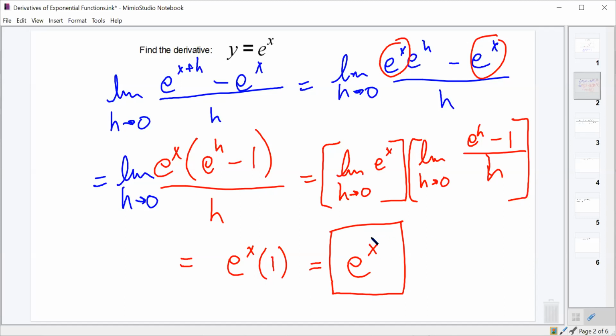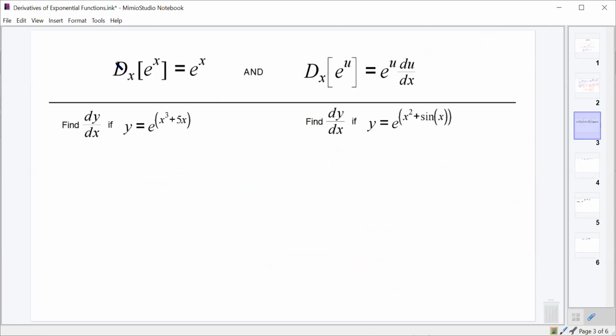And what if this was e to a function up here, e to the u, like e to the x squared, or e to the cosine x, or e to the whatever you want it to be? Could we apply the chain rule to it, you think? Yes, you could, exactly. So the derivative of e to the x is e to the x, and the derivative of e to a function is e to that function times the derivative of that function. That's just the chain rule expansion specifically on e to the u. Everybody good with that or no?